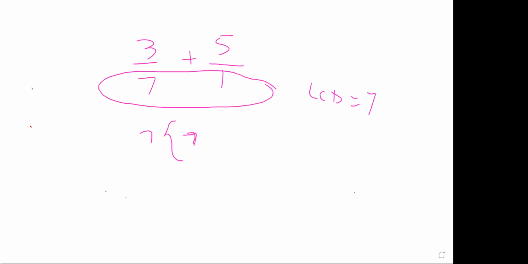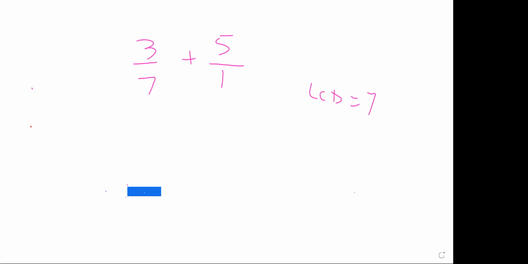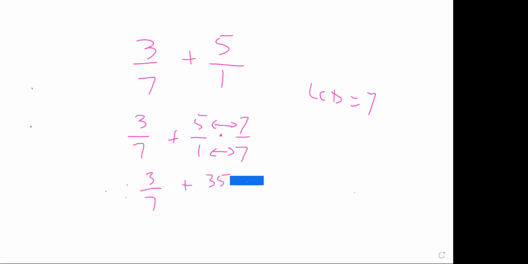So the next thing to do is to make sure that I set up my fractions to both have a denominator of 7. Now, because the LCD is 7, this one is going to stay as it is, 3 over 7 plus 5 over 1. Here, you have to change the denominator to 7. You could only do that by multiplying by 7 over 7. And that should give you 3 over 7, that will stay the same, plus 5 times 7 is 35 over 1 times 7 is 7. And that should give you 3 plus 35 is 38. And that's it. All right.